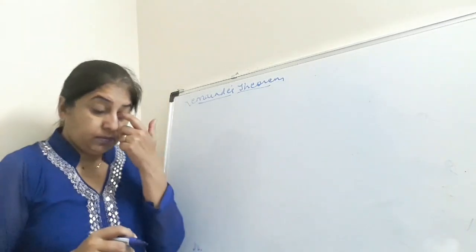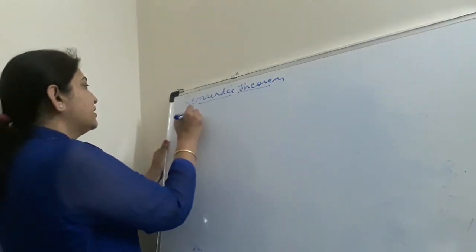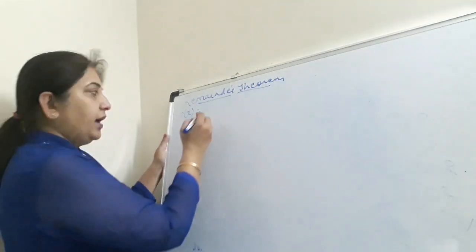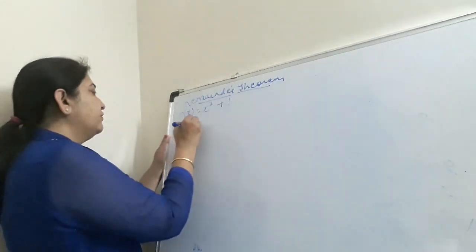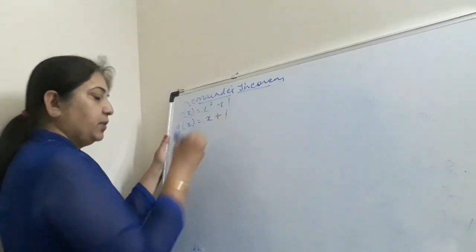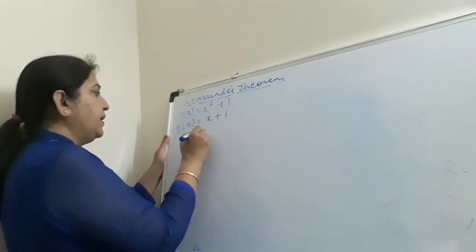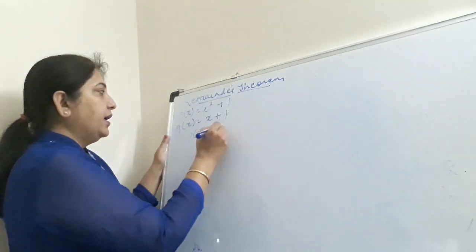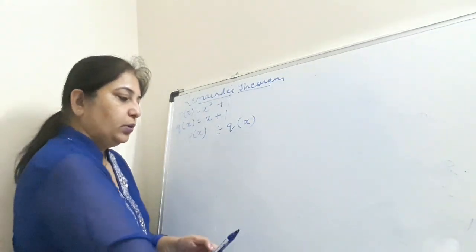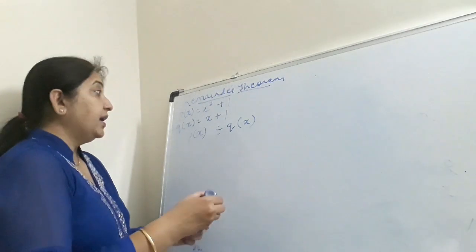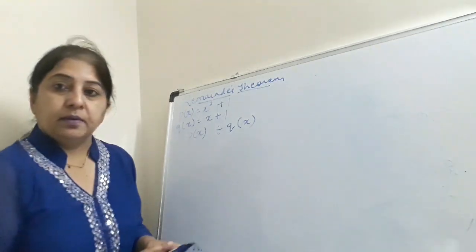So let's begin those. The next question is P(x) is given to you as x cube plus 1, right? And Q(x) is given to you as x plus 1. So we have to divide P(x) by Q(x). What is P(x)? P(x) is x cube plus 1 and Q(x) is x plus 1.